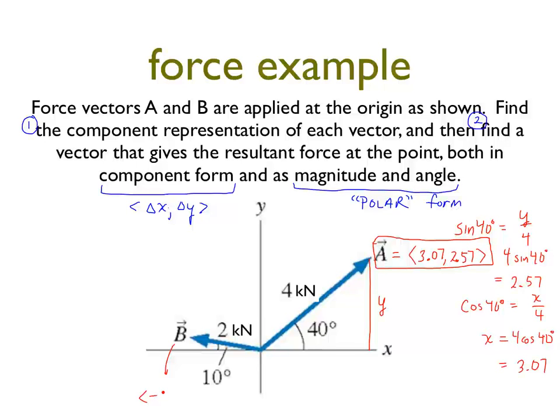Negative 1.97, 0.35? 3.47. Okay, looking at those numbers, why does that make sense? Why do those numbers make sense looking at the vector B? Because it's traveling in the opposite direction. Okay, so it's going to the left, so our x is negative.